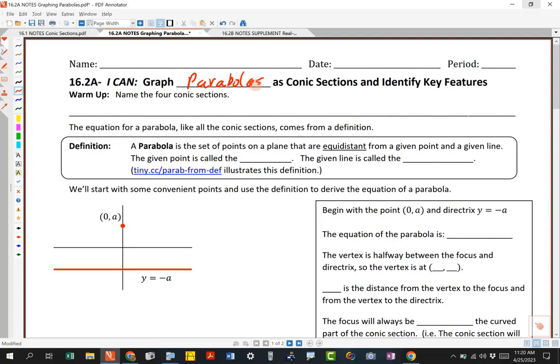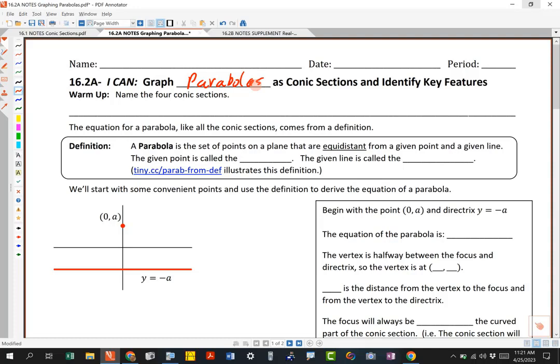And if you flip through the notes, you'll notice that for every one of the conic sections, we're going to do the same thing. The first day, we're going to learn how to graph them and learn where they come from, their definition. And then the next day, we're going to take the key features and figure out, hey, what equation would have produced this?